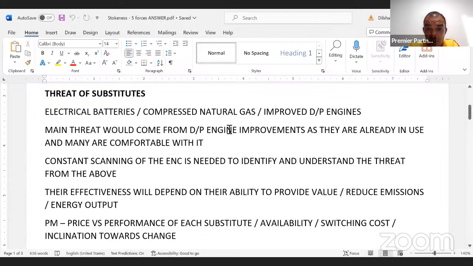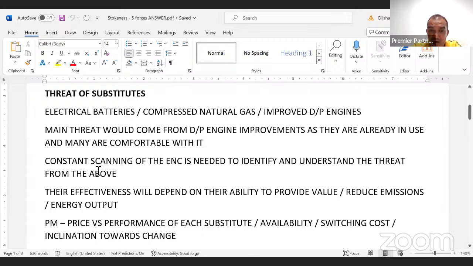Main threat would come from diesel petrol engine improvements as they are already in use and many more are comfortable with it. As you can see in real life, there's a slow tendency towards electric vehicles because we are so used to it, petrol and diesel. Confidence factor, right? We know where the heads are, we know how to repair the vehicle. We have been doing it for so long, so many years, right?